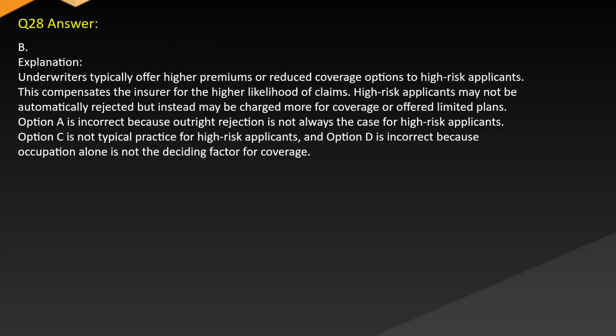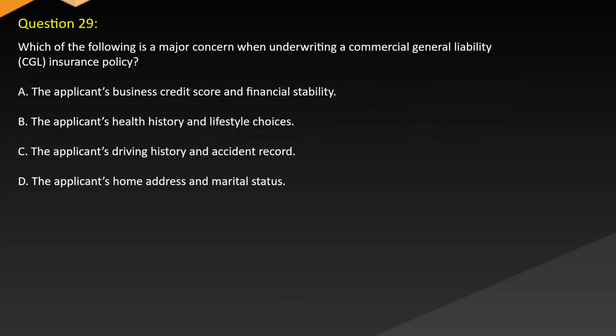Answer B. Explanation. Underwriters typically offer higher premiums or reduced coverage options to high-risk applicants. This compensates the insurer for the higher likelihood of claims. High-risk applicants may not be automatically rejected, but instead may be charged more for coverage or offered limited plans. Option A is incorrect because outright rejection is not always the case for high-risk applicants. Option C is not typical practice for high-risk applicants, and option D is incorrect because occupation alone is not the deciding factor for coverage.